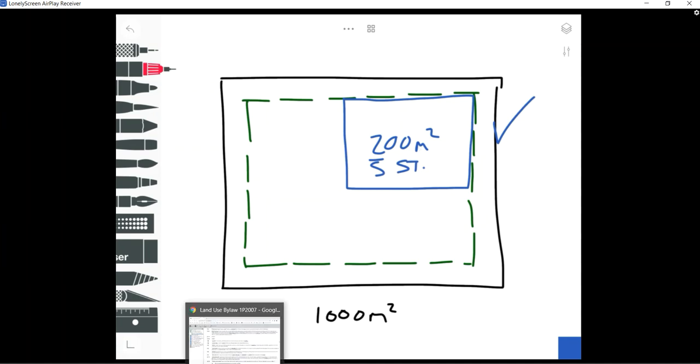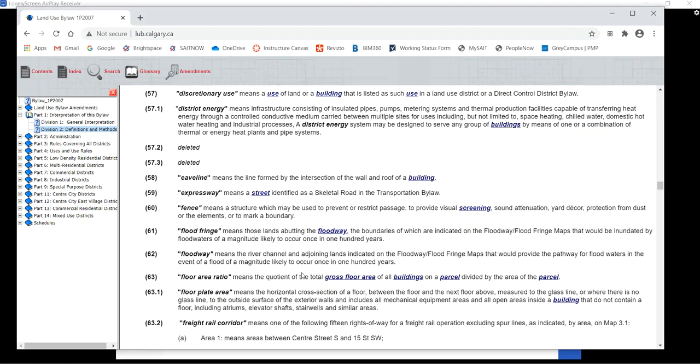Where you always want to look, if you get lost in stuff like this, just remember that the land use bylaw explains all of this. Okay, so it tells us this stuff. So if you're scratching your head on floor area ratio, I just went to the definitions of the land use bylaw. And it means the quotient of the total gross floor area of all buildings on a parcel divided by the area of the parcel.